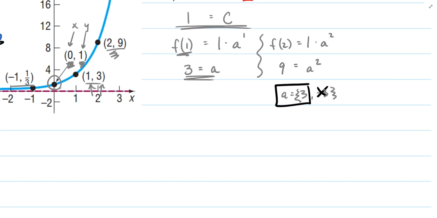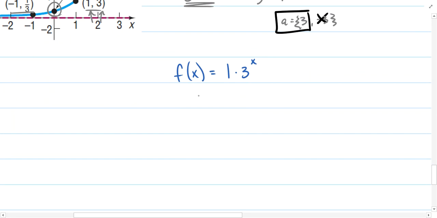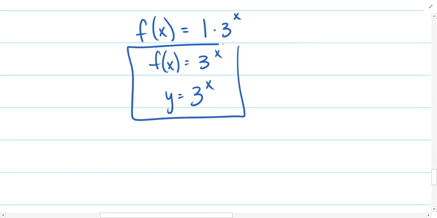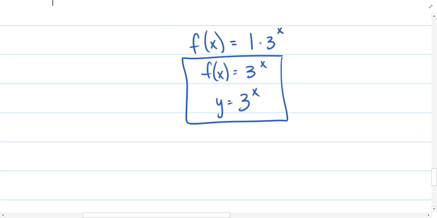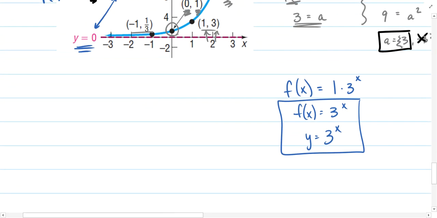And I think that's it. We now have the form of the equation that we're after. f of x is equal to 1 times a, oops, the a value is 3, 1 times 3 to the x power, or f of x equals 3 to the x power, or even different still, y equals 3 to the x power. And again, we were able to establish this rule by simply looking at 2 data points.